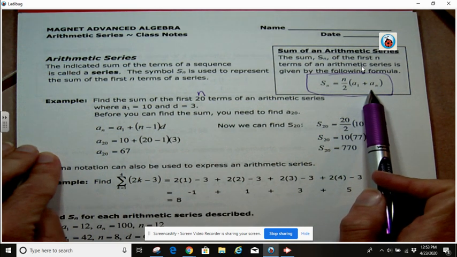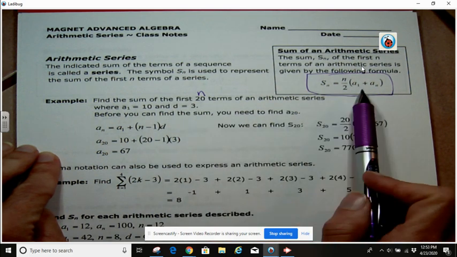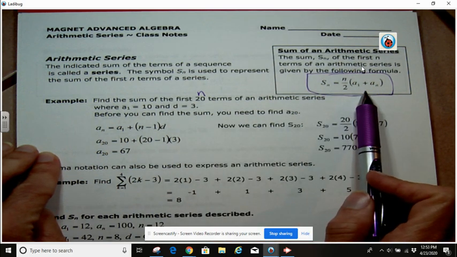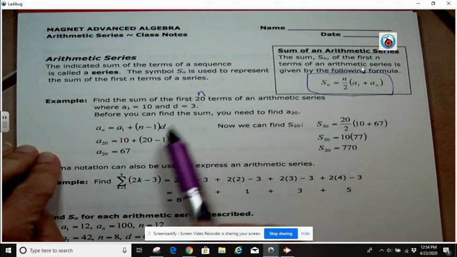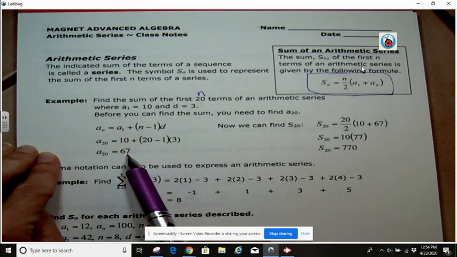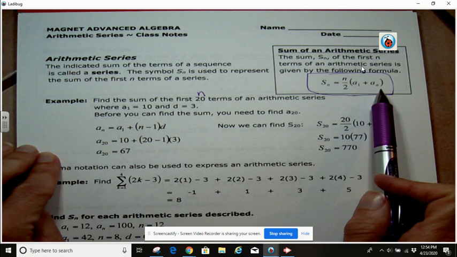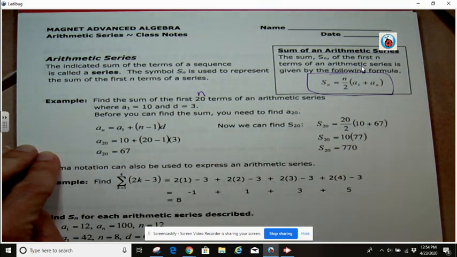So if you are working a series problem, but you find they've given you some information that's not necessary for the series formula, chances are that means that you have to go back and use the sequence formula to find the missing information that you need for the series formula.